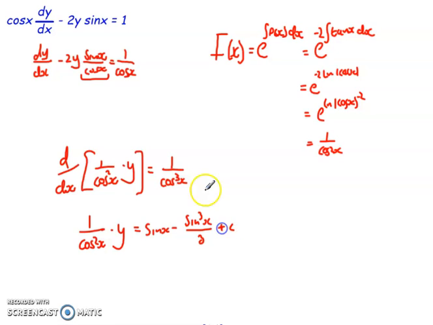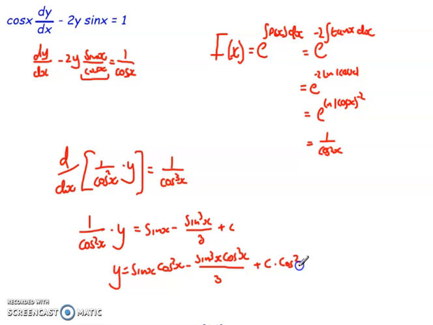plus c. Just use our set of steps that we know from before about calculating an integral like this. Think back to the trigonometry stuff we did in the previous block. What I can then do is multiply through by the cos squared x. What I'll end up getting is that y equals sin x cos squared x minus sin cubed x cos squared x over 3 plus my constant c times cos squared x.